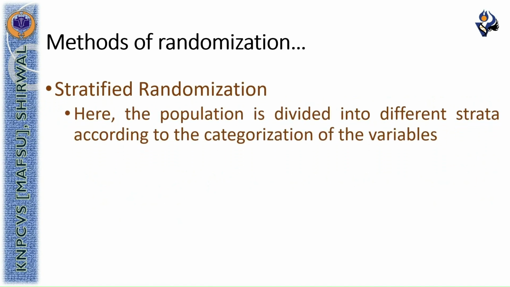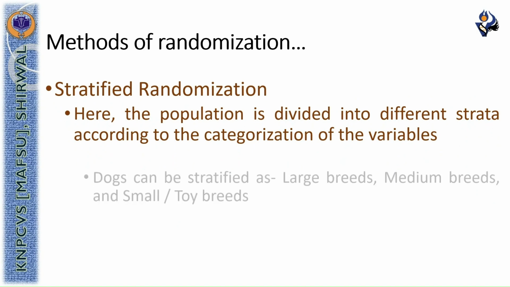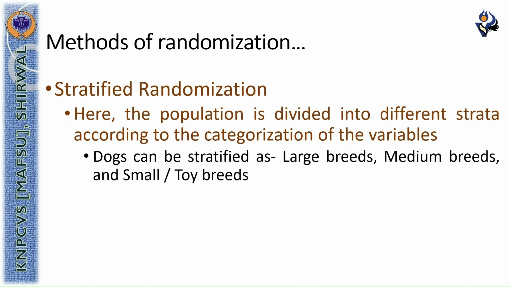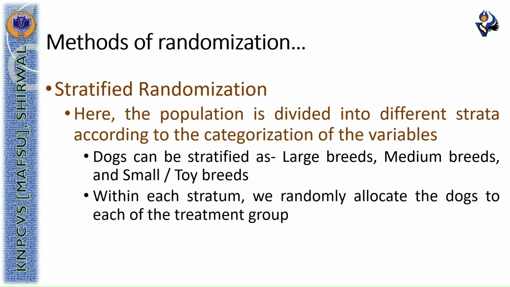In case of stratified randomization, the population is divided into different strata according to the categorization of the variables. For example, we can stratify the dogs as large, medium, or small breeds. Now, within each stratum, we randomly allocate the dogs to each of the treatment groups.